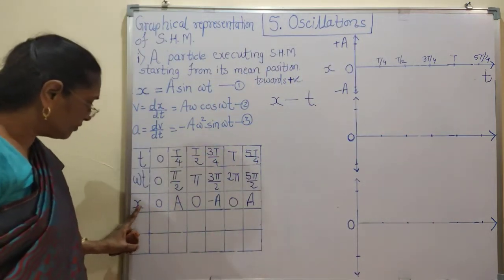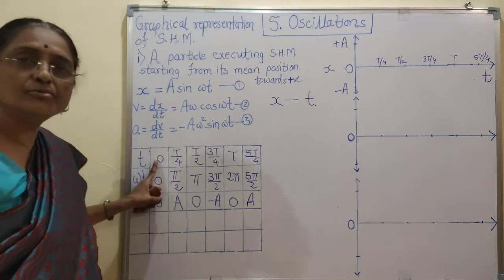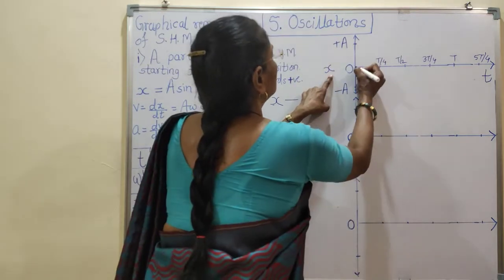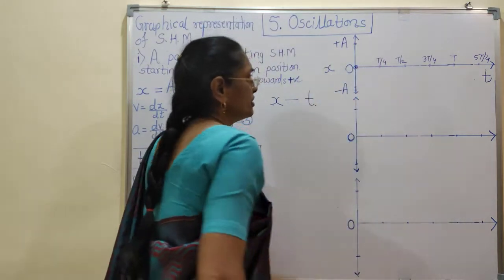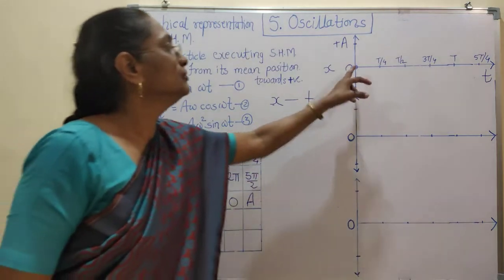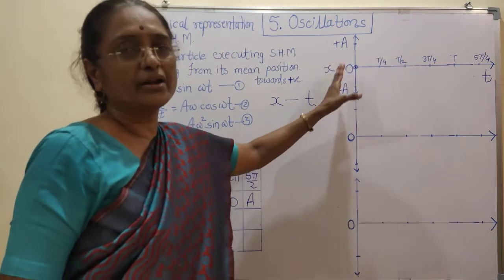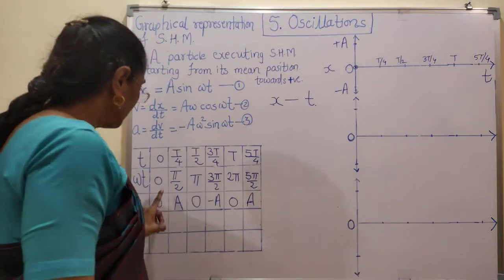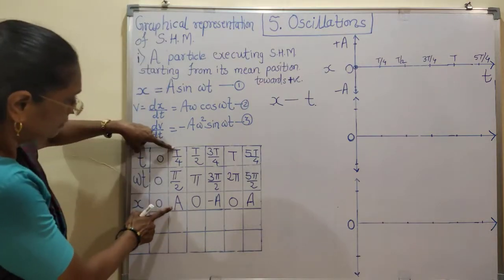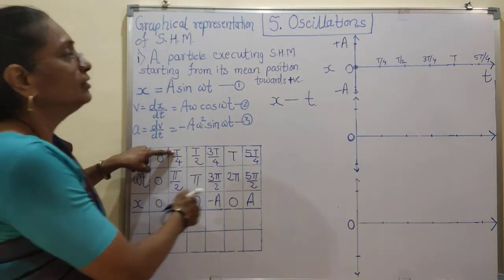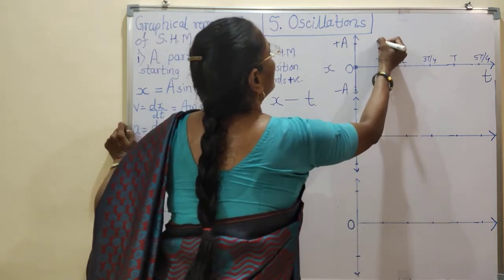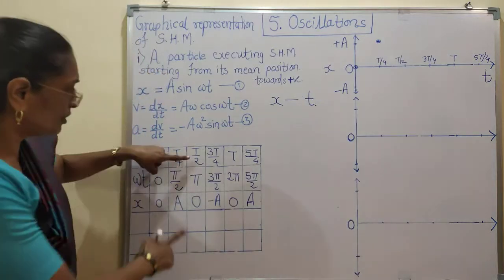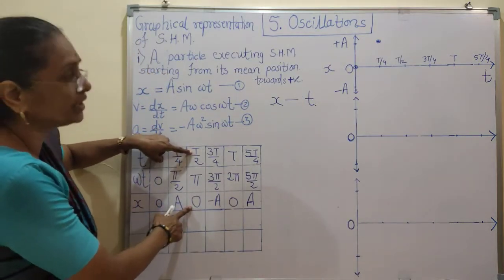How can we plot? X is equal to 0 when time is equal to 0. So if we observe here, x is equal to 0, time is equal to 0, this is the point. Mark with circle. We can mark here 2-3 points and then only points we can mark. So for t by 4, the value of x is a. So here the value is a. For t by 2, x value is 0 again.